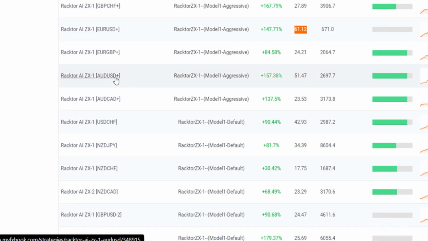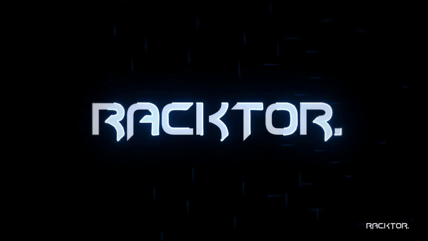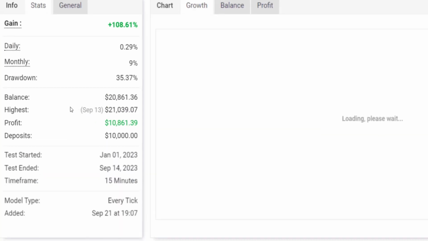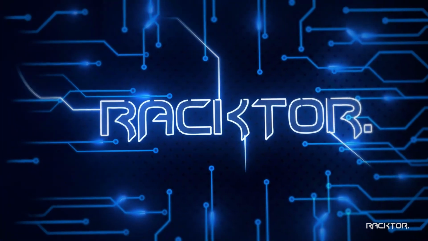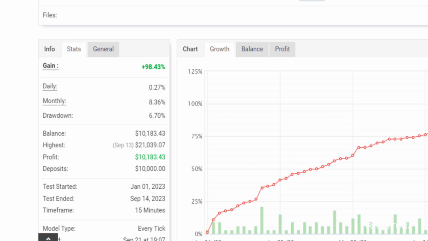Let's see, what is it again? Okay, this EURUSD. So it's okay. Let's check that as well. Okay, so what pair is it again? NZD CHF. We can see a drawdown of 35%, but by the time we apply our filter, that will drop dramatically, and boom, you can see that.